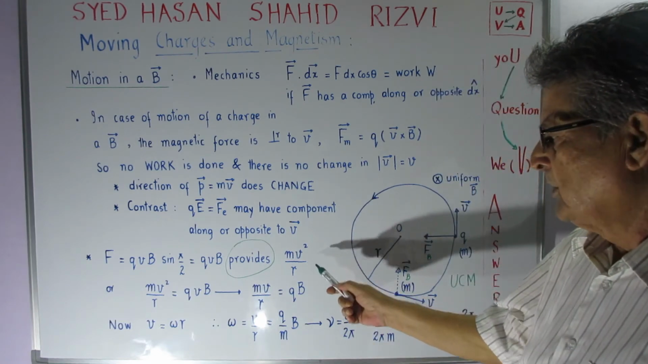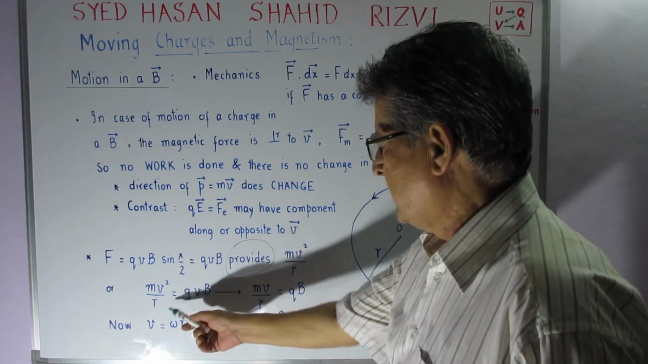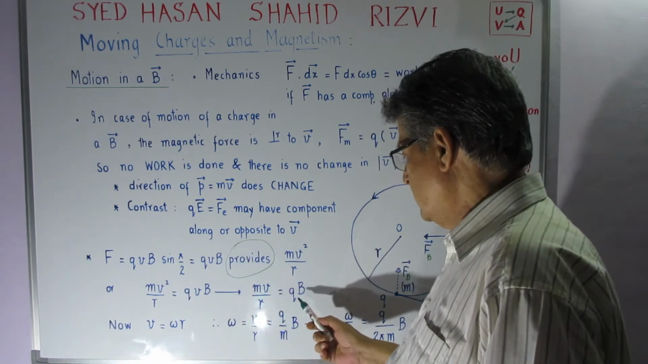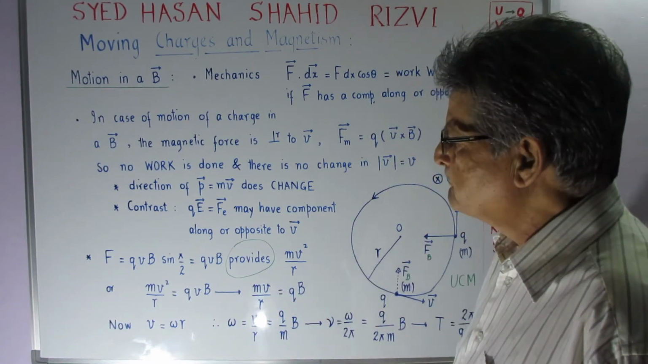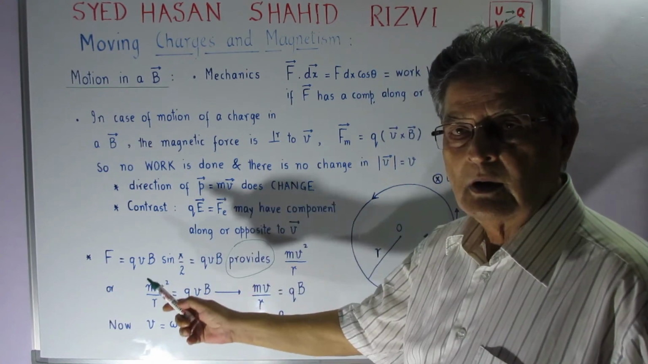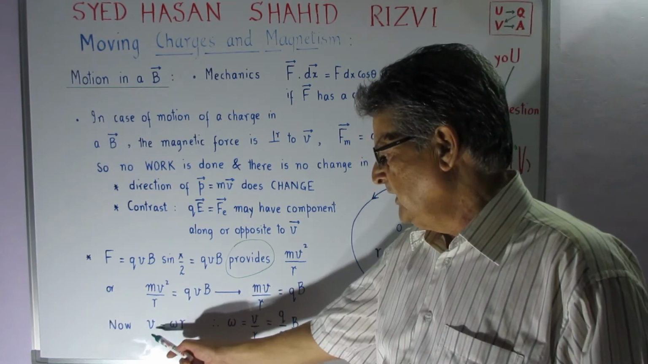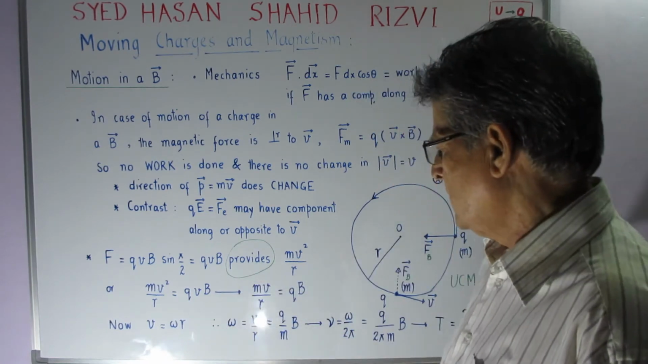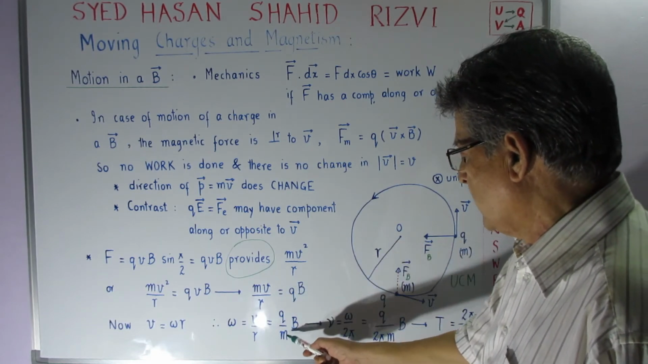what is known as mv square upon r. Now the mathematics is very simple. mv square upon r is equal to QVB, which gives me V and V will cancel, mv upon r, that is the momentum P upon r, equal to QB. Now we know that in circular motion, if equal angles are traveled in equal intervals of time, then V is equal to omega into r. So omega becomes equal to V upon r, which turns out to be equal to QB upon m.